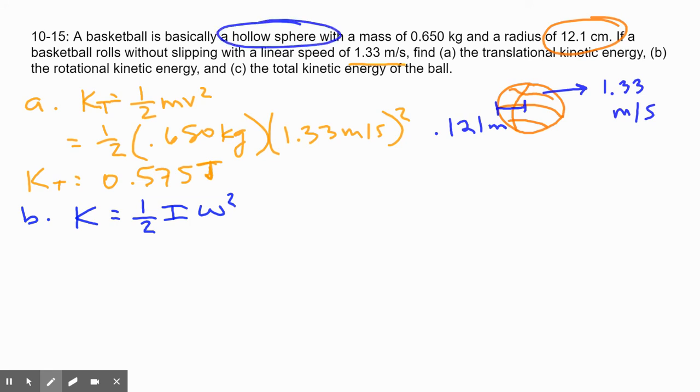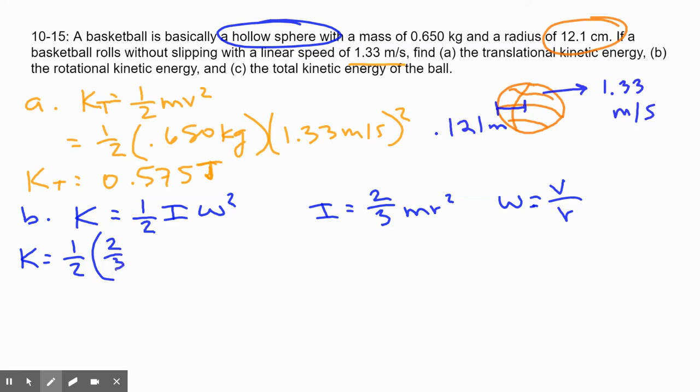So it tells us this is basically a hollow sphere. For a hollow sphere, I is equal to 2/3 mass radius squared. And we also know that the angular speed is equal to the linear speed divided by r. So let's go ahead and plug all of that in. So we have 1/2, and we're going to have 2/3 mr squared times v over r, squared. A lot of things are going to cancel out. So let's go ahead and do that. Well, not a lot, but a few things are going to cancel out, and I'll switch back.